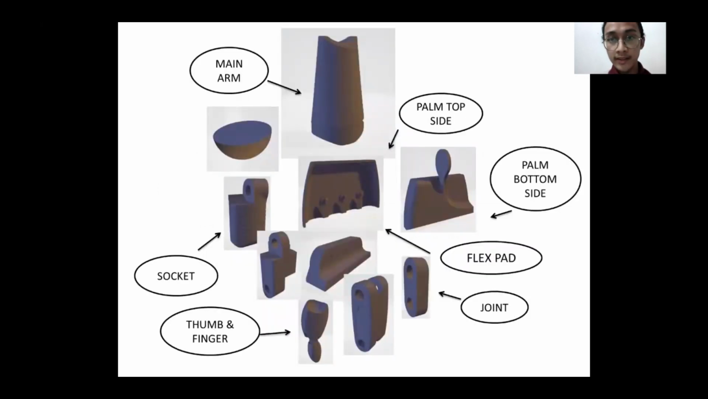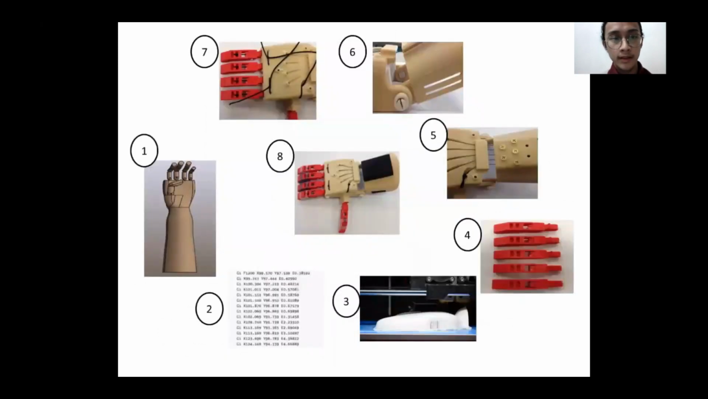This is the STL file of the drawing made using SolidWorks of the proposed new design. This is the proposed new design: the main arm socket, thumb finger joint, and palm of the prosthetic arm. These are the steps of making: design, convert to STL file, then print with the 3D printer, and then we assemble.